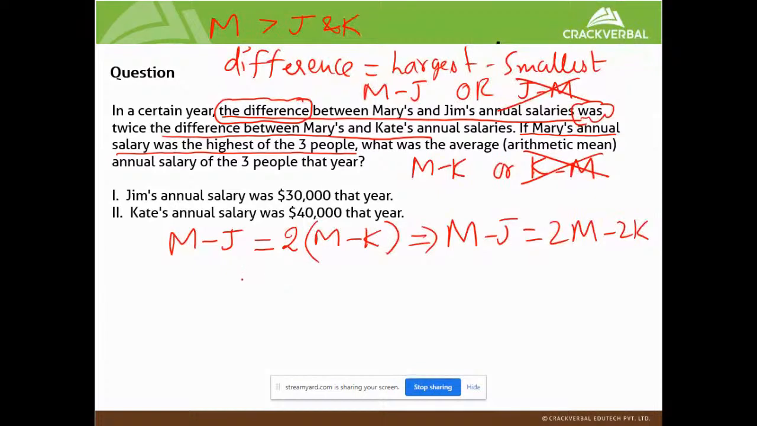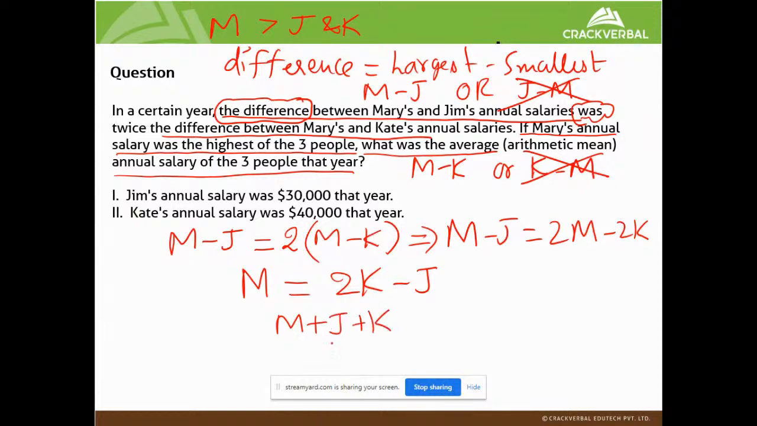Transposing terms, I have M is equal to 2K minus J. What am I trying to find out? I am trying to find out the average annual salary of the three people. How do I find the average annual salary? Average annual salary would be obviously the sum of all the salaries divided by 3. This is what I'm trying to find out.